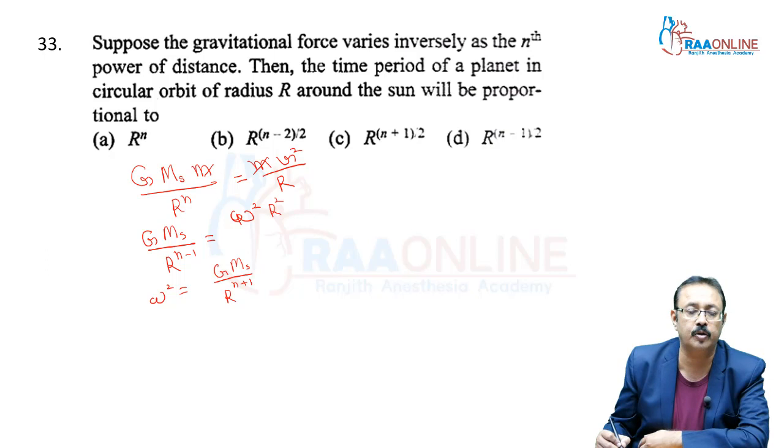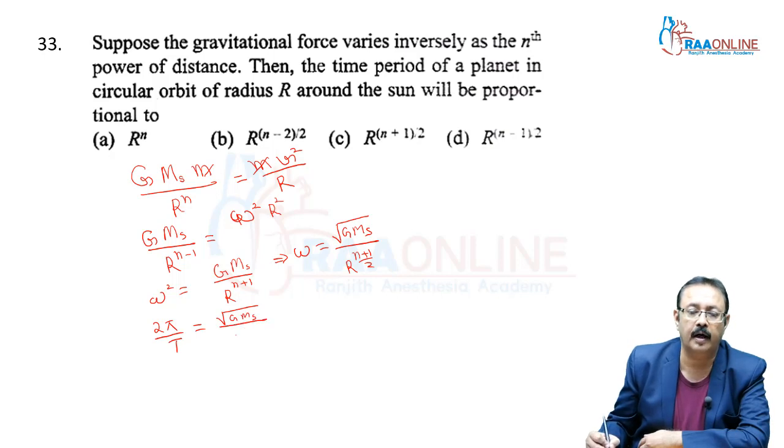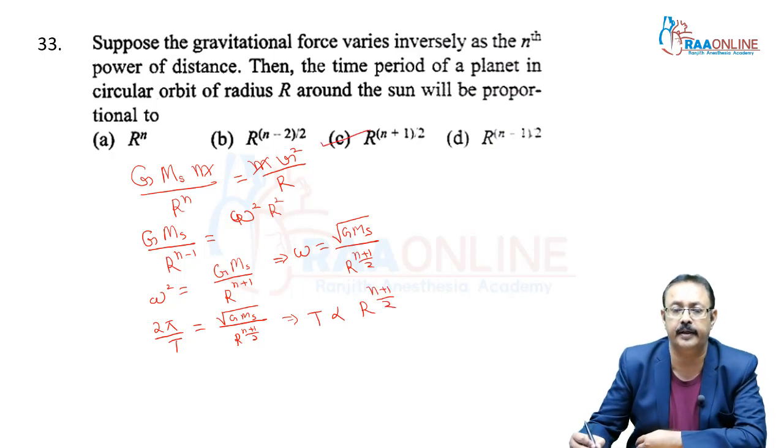But omega is 2 pi by T. Take square root on both sides. This implies omega is equal to root G M_S upon root of this, means r raised to the power n plus 1 by 2. But omega is 2 pi by T. So root G M_S upon r raised to the power n plus 1 by 2. Take this r on that side, T on that side. So T is proportional to r raised to the power n plus 1 by 2. So we are going with option C.